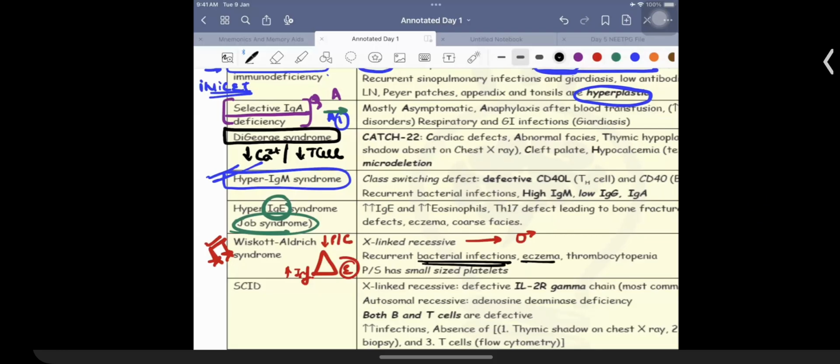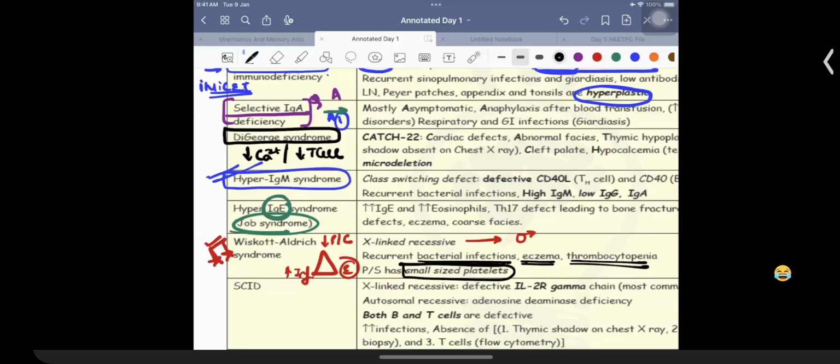Bacterial infections, eczema, thrombocytopenia. Another interesting finding of Wiskott-Aldrich syndrome, which is asked in hematology questions: if you take the blood sample of these patients and look at the platelets, they are very tiny. Chinny mini platelets, small size platelets are going to be seen over here. So patients are going to have small size platelets. That is what you need to keep in mind.